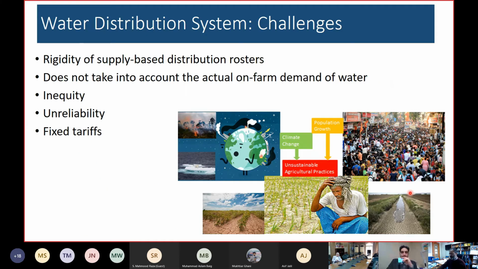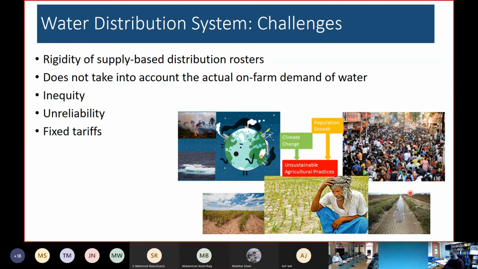Within this challenge, what we started to take a look at was that the water distribution currently is, of course, very rigid. These are supply-based distribution rosters, just weekly schedules of when the water will be released in a particular channel. It does not take into account the actual on-farm water demand. So people basically have entitlements, and water is released irrespective of what you are growing, the crop type, as well as the current state of the crop. And of course that creates a lot of inequity. There are other issues in the system that create this inequity, both systematic as well as operational.